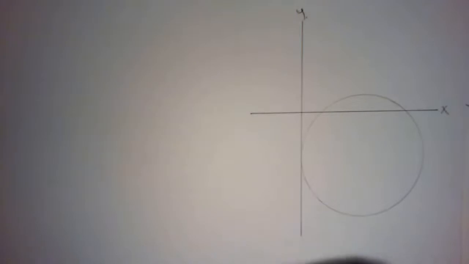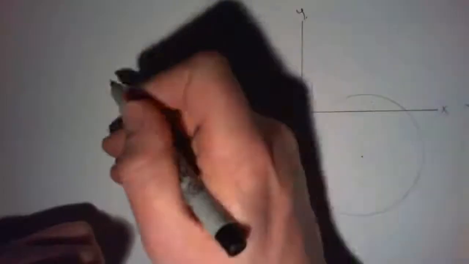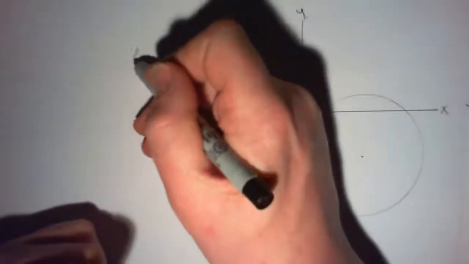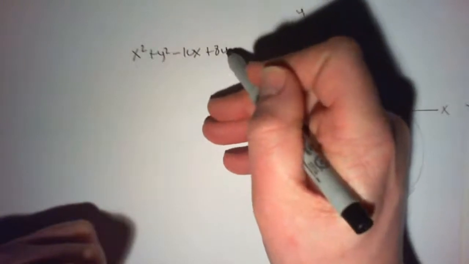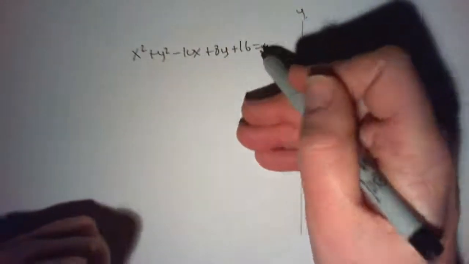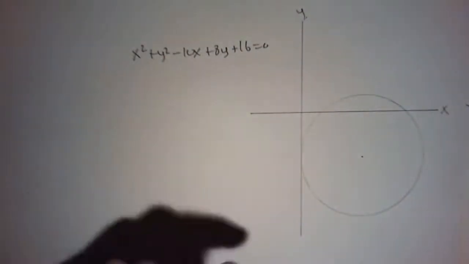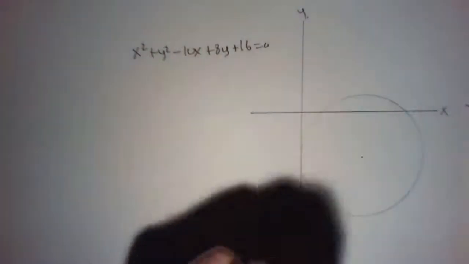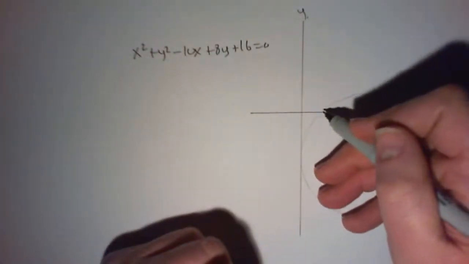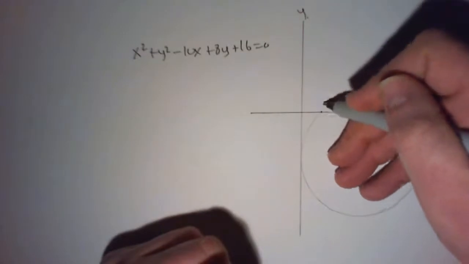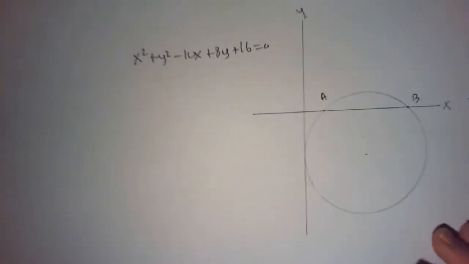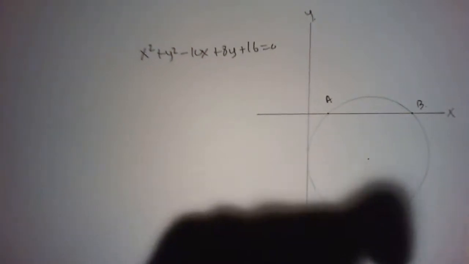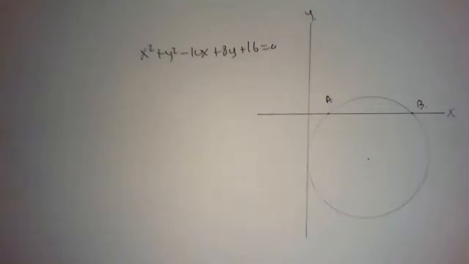So the question to you is, if all we know about this is the equation, can you figure out those 2 points? So I want A and B. So we need to find A and B. So let's think of a strategy for how we will go about doing this.